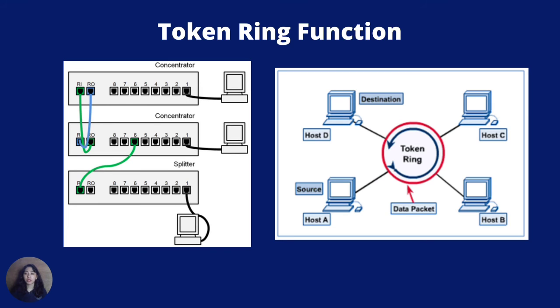A computer receives the token from its nearest active upstream neighbor, or NAUN. If the token is not in use at the time, no nearby computer is sending data, and the computer has data to send, it attaches its data to the token and sends it to its nearest active downstream neighbor, or the NADN.